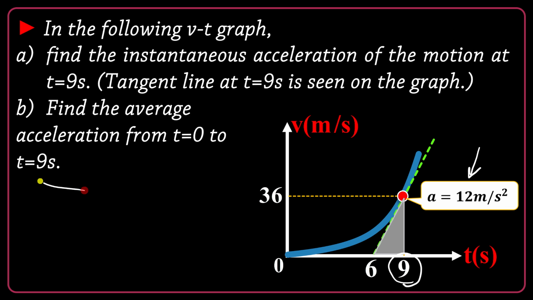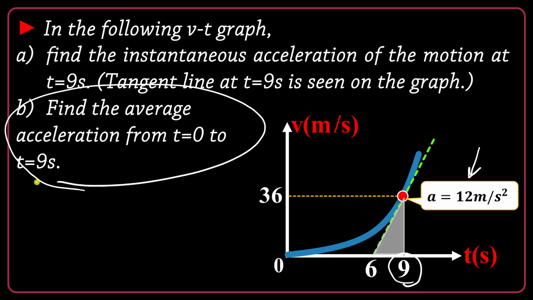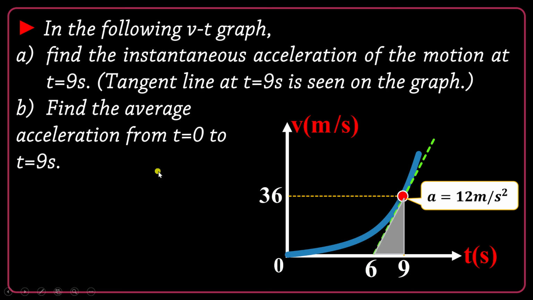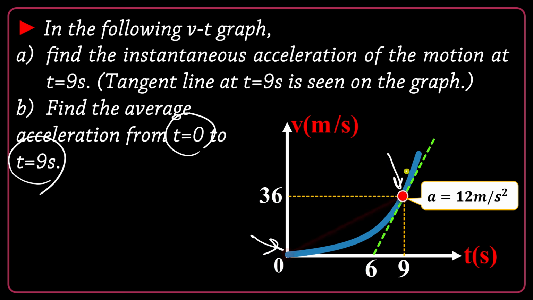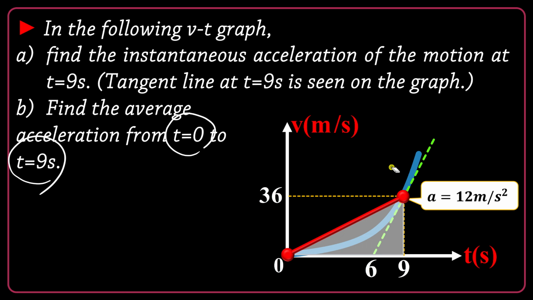What about part B? Find the average acceleration from t equals 0 to t equals 9. When they ask you about the acceleration in a time interval, they are mentioning the average acceleration. Average acceleration means you should draw the secant line. Secant line from where to where? 0 to 9. So from here to here, I will draw the secant line and establish another triangle in which the hypotenuse is exactly the secant line, and I find the average acceleration by finding the slope of the secant line.